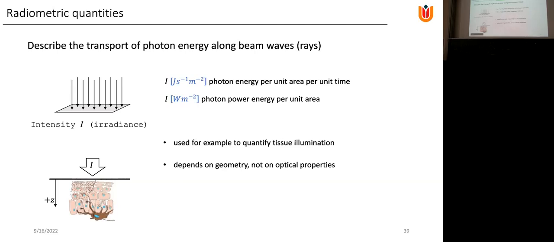Okay, so in this transport theory, we're going to describe the transport of photon energy along these beam paths, along these rays. And I'm first going to reintroduce a couple of quantities, so-called radiometric quantities, that describe these processes. Many of them we already encountered. So the intensity, sometimes also called irradiance, is the photon energy per unit area per unit time. When we're dealing with transport theory, the term intensity is usually reserved for light that is really incident on the tissue. So if you encounter the word intensity in this context, it actually means illumination. So we use it to quantify the tissue illumination, and it depends only on the geometry because it is light that is coming in. So not on the optical properties of the tissue, just on your laser, your fiber, or whatnot.